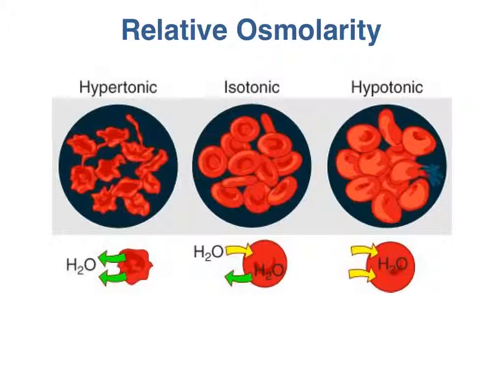The prefix iso means equal. So if a solution is isotonic to a cell, it means that solution has equal osmolarity to the cell. And you will have water moving into the cell, but you'll also have water moving out of the cell. There's no net movement of water, because the amount moving into the cell is equal to the amount moving out of the cell.